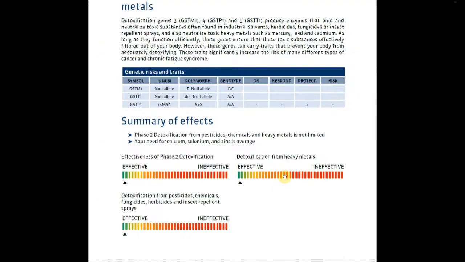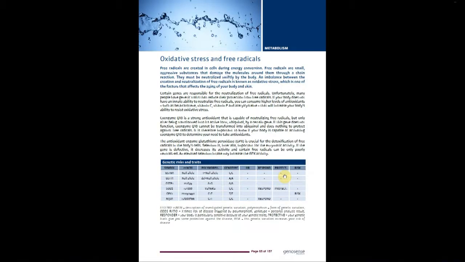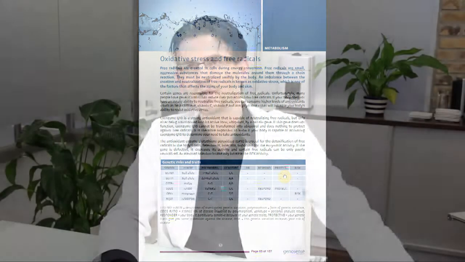Okay, so that's phase 2 detoxification. Then we have oxidative stress, and you will likely have heard of this before. Oxidative stress is a byproduct of converting energy in our body. We need oxygen to convert energy and do something with it, run our body.